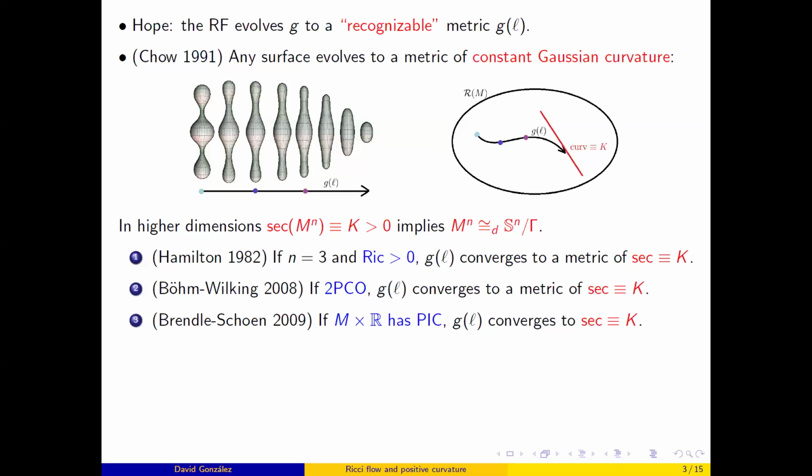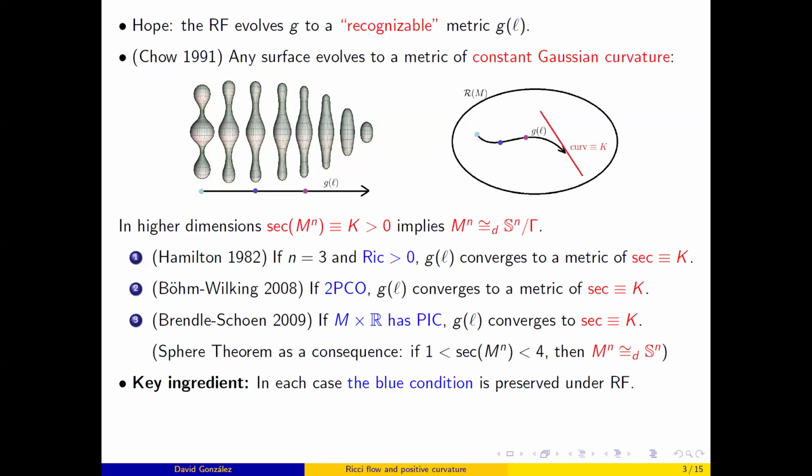So it is diffeomorphic to a sphere. And a consequence, much more famous than this statement, is the sphere theorem: if you start with a manifold whose sectional curvature goes between 1 and 4, then you get a sphere up to diffeomorphism. Okay, so in these 3 theorems, one of the key ingredients in the proof is to study the evolution of the curvature condition that you have in each of the theorems.